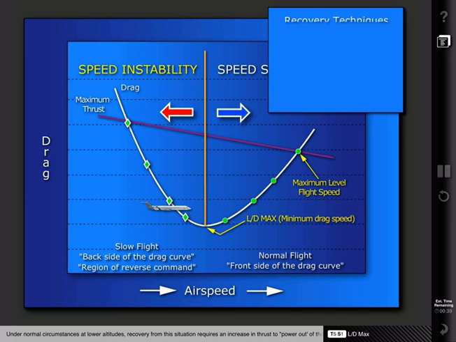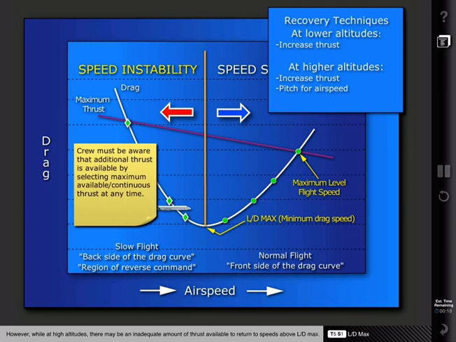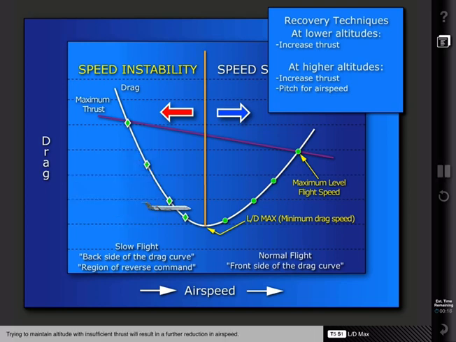Under normal circumstances at lower altitudes, recovery from this situation requires an increase in thrust to power out of the condition, with emphasis on minimum loss of altitude. However, while at high altitudes, there may be an inadequate amount of thrust available to return to speeds above LD max. Trying to maintain altitude with insufficient thrust will result in a further reduction in airspeed. Instead of trying to maintain altitude, a descent will be necessary in order to prevent further airspeed decay and the potential for a stall.